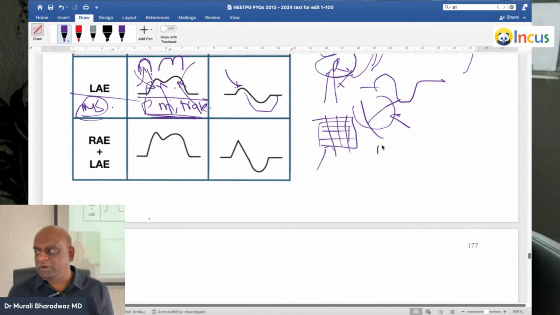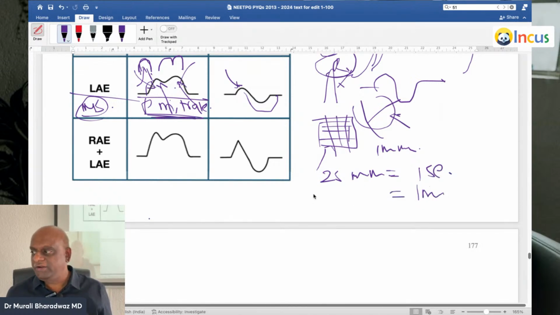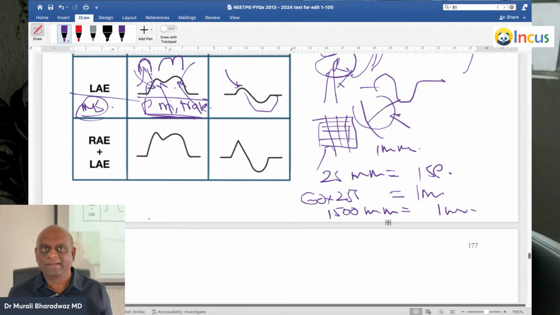Each small box is equal to 1 mm. Agree? And what is the speed of the paper? 25 mm is equal to 1 second. And 1 minute is equal to 60 seconds. 60 into 25 is equal to 1500. So 1500 mm is equal to 1 minute. Agree? So if you take the small boxes into consideration, 1500 becomes the numerator.